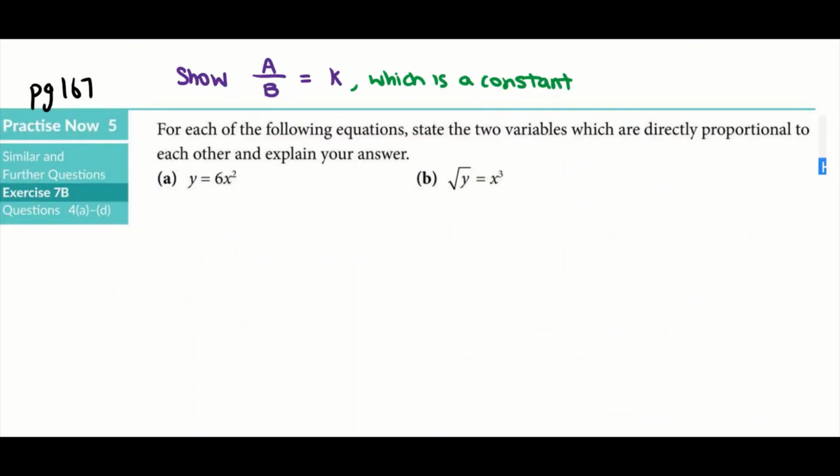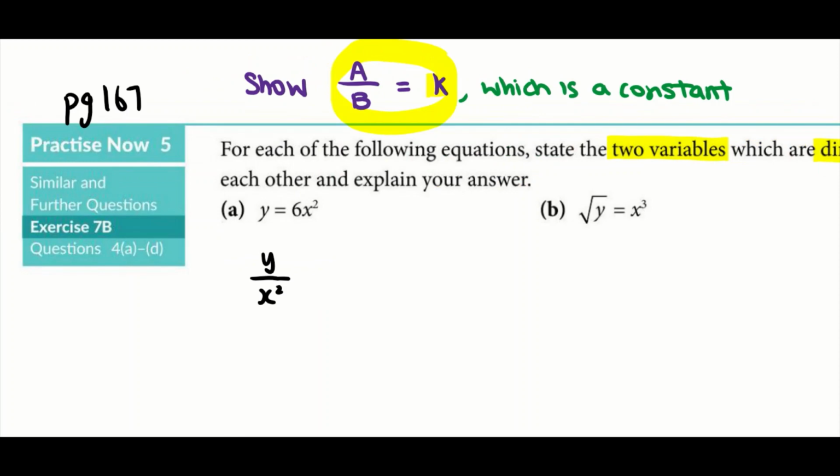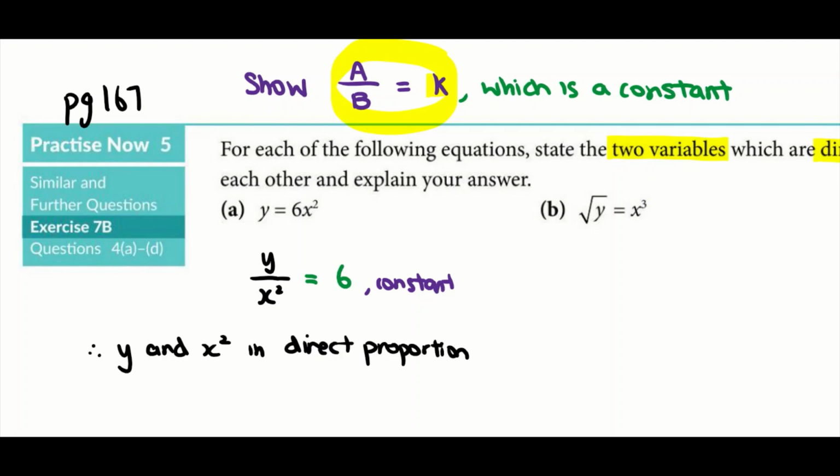For these two equations, state the two variables that are directly proportional to each other and explain your answer. If you can show that I have two quantities, A over B, equal to a constant K, then there will be direct proportion. First question, very simple. I just take y divided by x squared. It will give me the answer 6. And I notice that 6 is a constant. So I can say that y and x squared are in direct proportion.